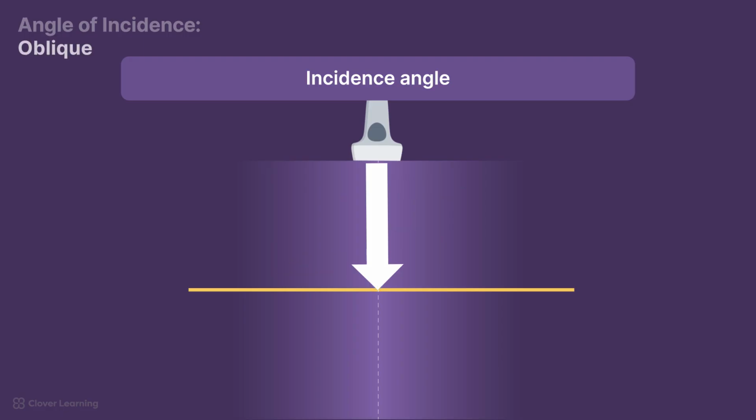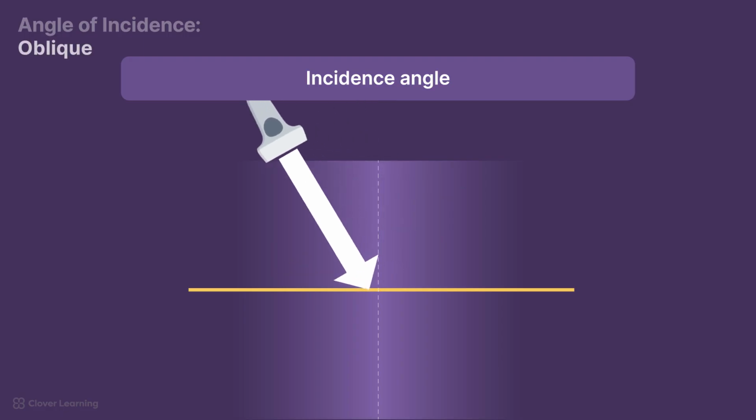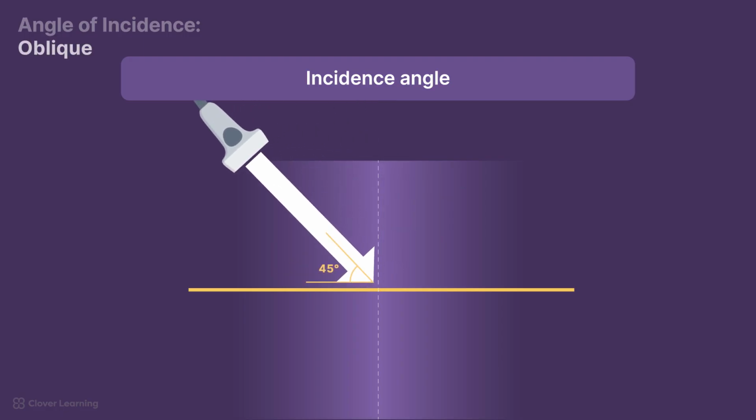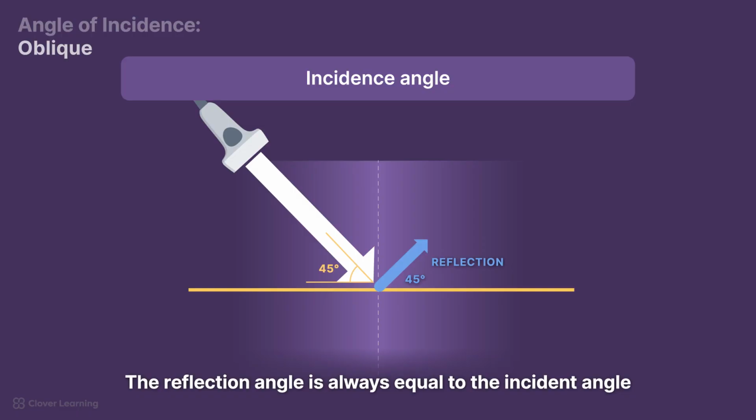In oblique incidence, the incident angle may be 45 degrees. In this case, the reflection angle will also be 45 degrees. The reflection angle is always equal to the incident angle. This means that the signals reflected back from the boundary will be weaker than in cases of normal incidence. This can result in weak or missing echoes, impacting image quality.